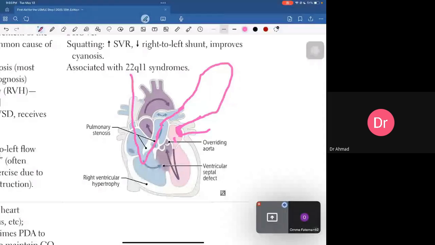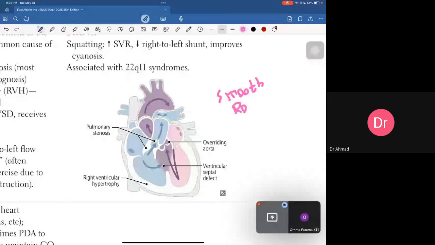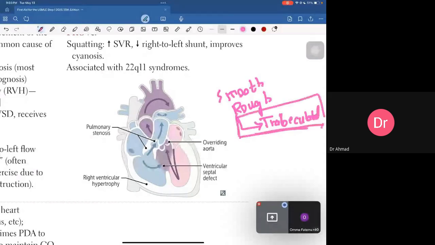The number 2 thing is that the left atrium has parts: one part is smooth, the other part is rough. The rough part is known as the trabeculated part, and this is very, very important, right? This rough trabeculated part of the left atrium is where blood likes to stagnate whenever the body cannot pump blood.